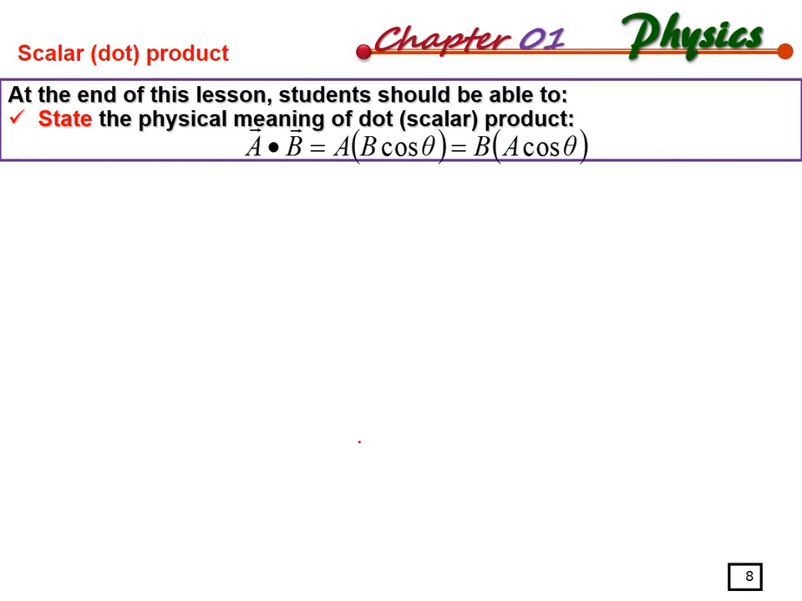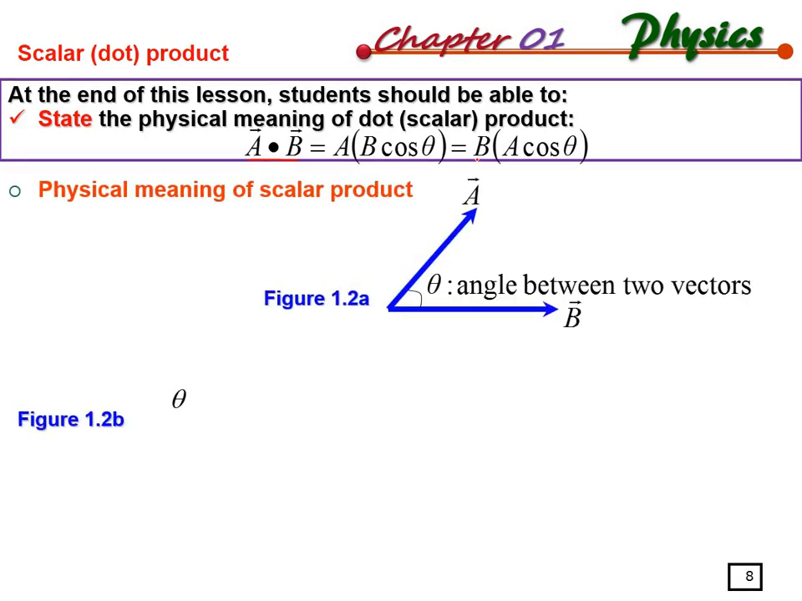Now look at the scalar or dot product. The form of the dot or scalar product is vector A dot vector B equals A(B cos theta) or equals B(A cos theta). Now, the physical meaning of scalar product.